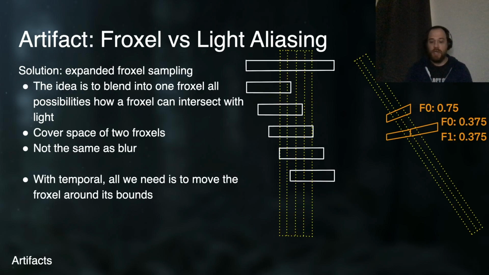Our solution was to cover all these situations of how light could intersect one Froxel, or in this case, two Froxels in one Froxel, right? All that really meant is we need to sample the light half a Froxel ahead and half a Froxel behind. So within one Froxel, we sample the outside area of two Froxels. That way it covers all the different cases. And with temporal, it's easy. We just move the sampling points a little bit further out of the bounds of the actual Froxel.